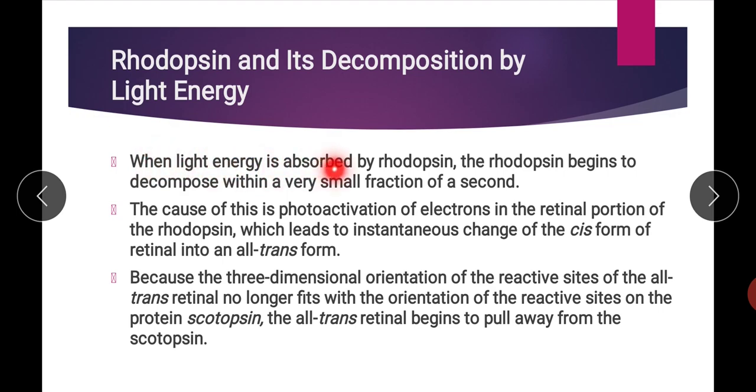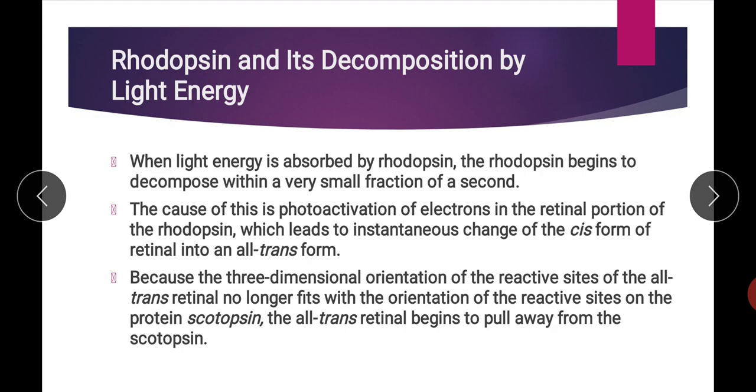When the light energy is absorbed by rhodopsin, the rhodopsin begins to decompose within a very small fraction of a second. The cause is photoexcitation of an electron in the retinal portion of the rhodopsin, which leads to instantaneous change of the cis form of retinal into the trans form. So within a fraction of a second, this cis form of retinal is converted into all trans form, and this conversion passes through several phases.